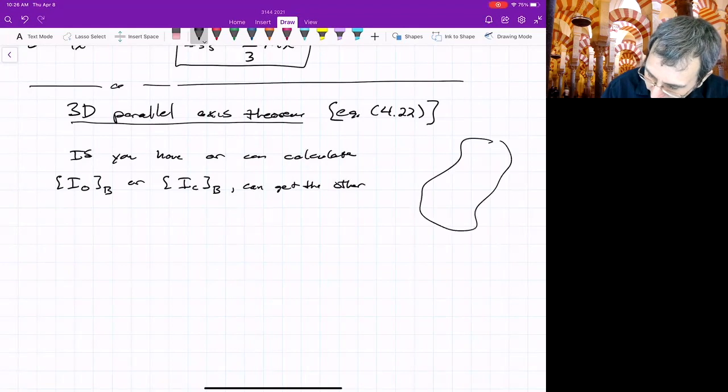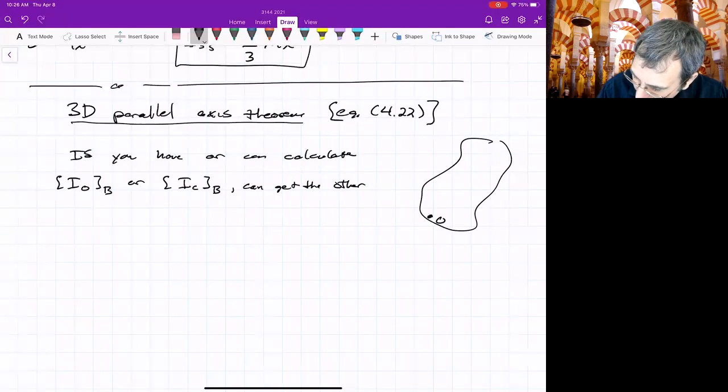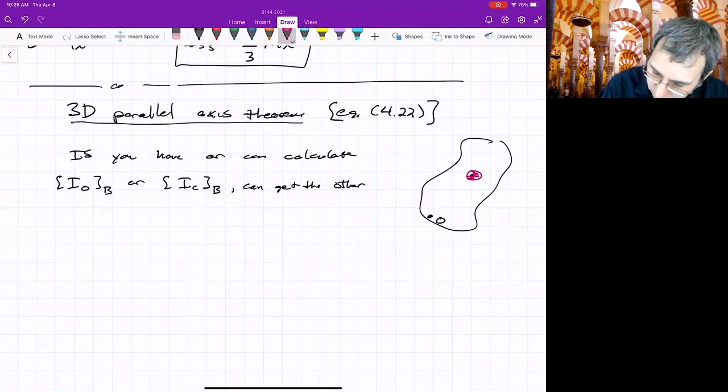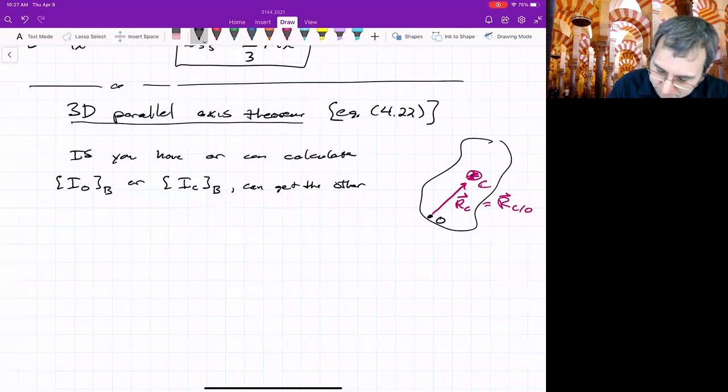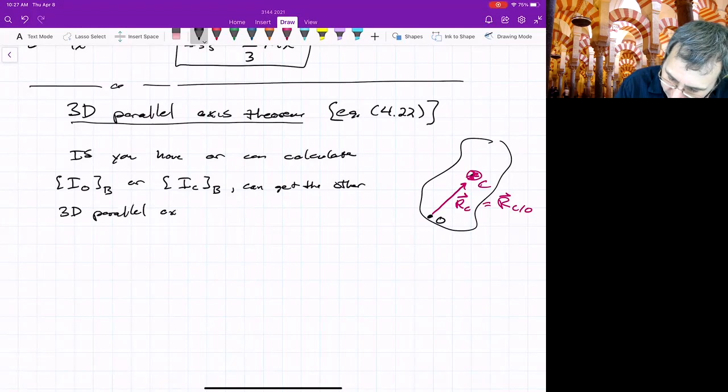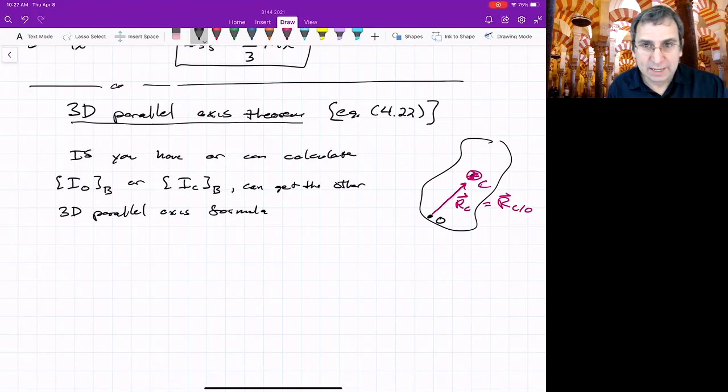So again, arbitrary shape. Maybe you choose some convenient point O, but there's also the center of mass, and the location of one with respect to the other would be RC, kind of what we've been using. And that means location of C with respect to O. The direction matters because you don't want to mess this up. So the 3D parallel axis theorem or formula or whatever you want to call it just relates these two in the same frame.